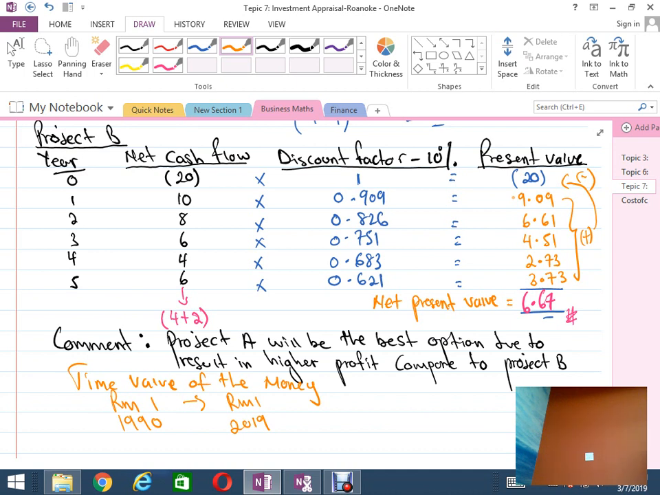So that's what we call the time value of money, how it changes according to time. Last time RM 1 was big value. Now it becomes small value. So this we call what, guys? Inflation. Okay, this we call inflation.